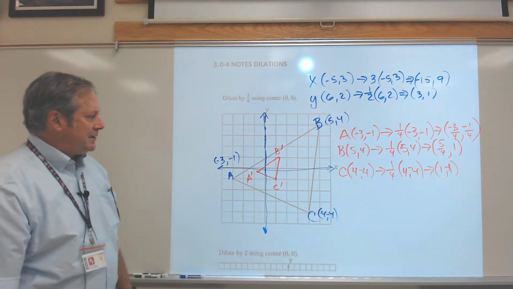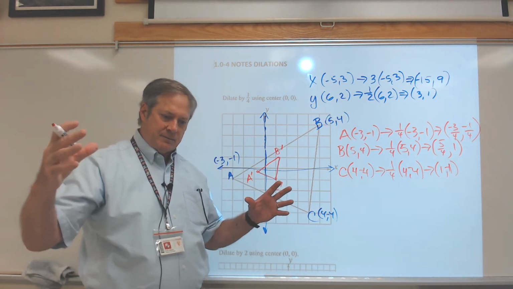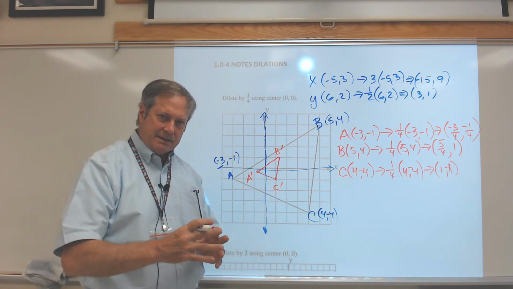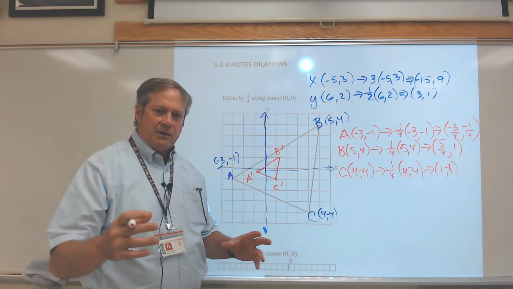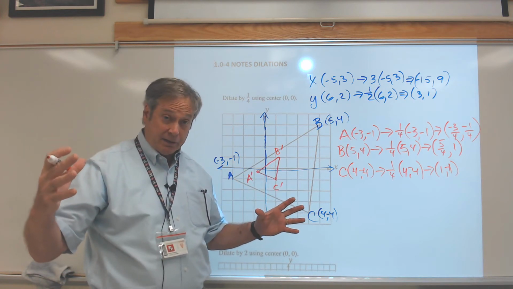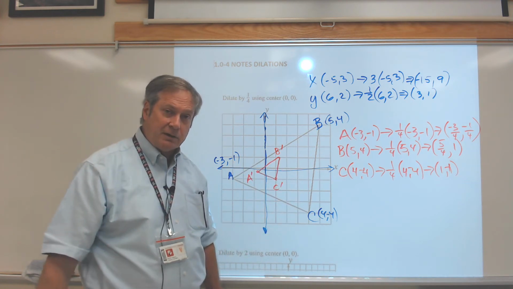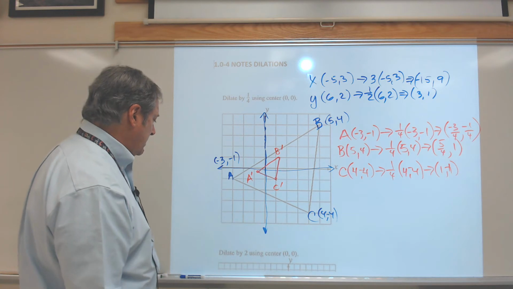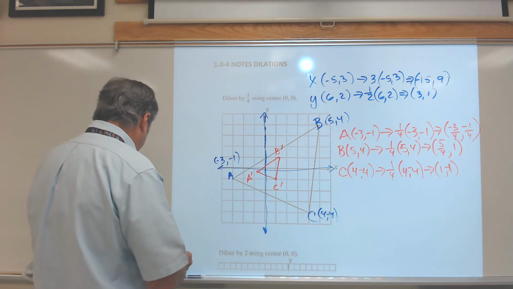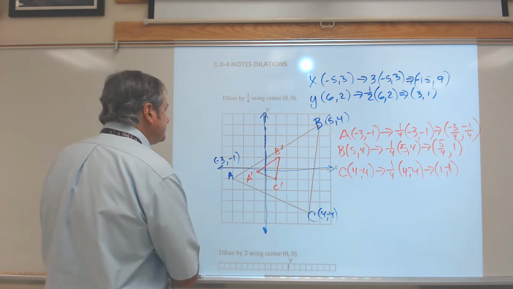And there you have it. You've got the triangle that was reduced, dilated. If it gets bigger, it's called an enlargement. If it gets smaller, it's called a reduction. And let's do that second one also, just for the heck of it.